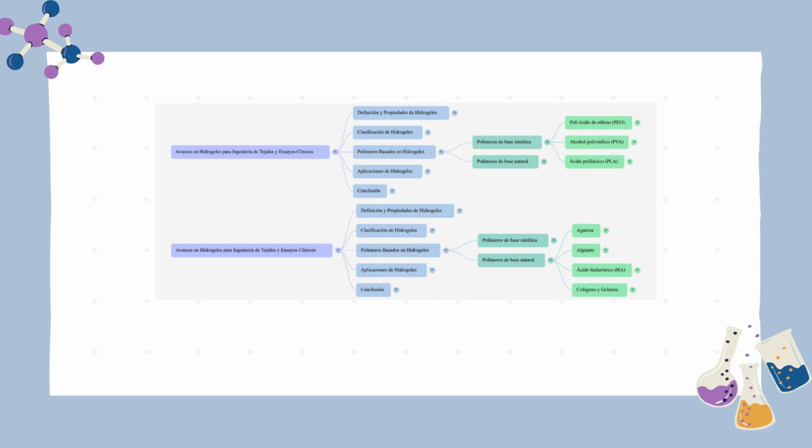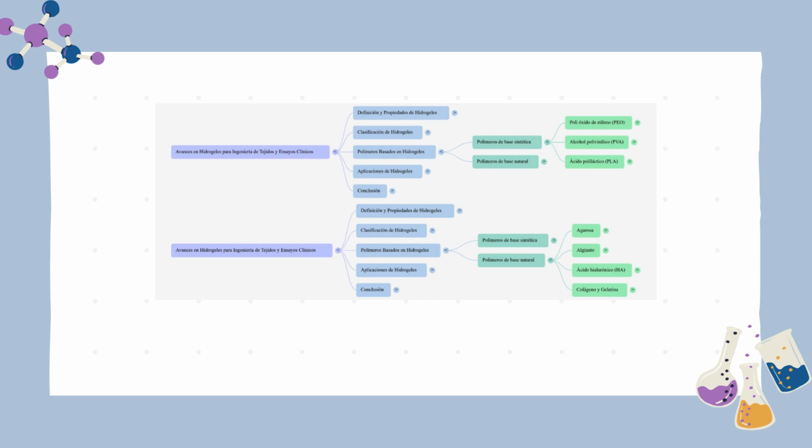As natural polymers, the following stand out: agarose, which is extracted from marine algae and has advanced applications in drug delivery; alginate, widely used in regenerative and biomedical medicine due to its biocompatibility, low cost, low toxicity, and cross-linking capacity. It's key in wound healing, tissue engineering, and bioprinting.